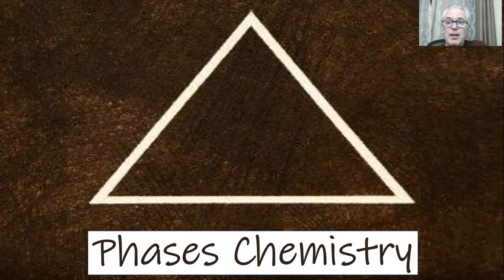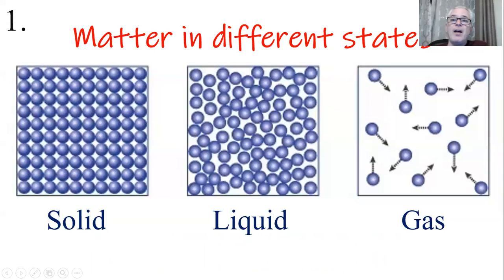Phases chemistry. So here we go. Matter comes in different states or different phases. There's obviously three phases: solid, liquid, and gas. All substances can be solid, liquid, or gas. A lot of things like to be solid because it takes a lot of energy to shake them up, loosen them up before they turn into a liquid. Metals, for instance, are all solids at room temperature except the best element, mercury.